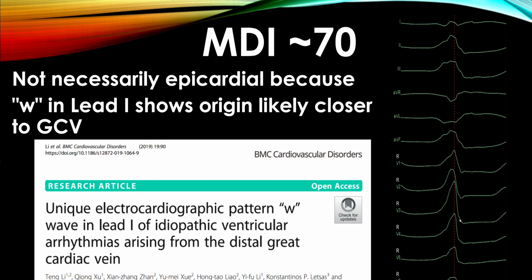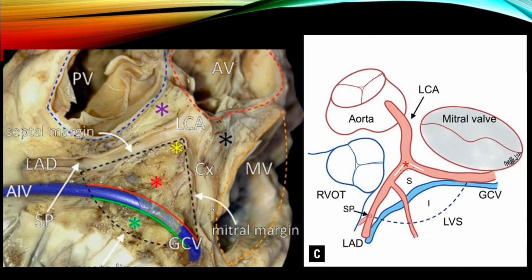More about the QRS is how late the peak of it is, showing a potential epicardial origin. But that was mitigated by this W morphology in lead 1, which shows that it is more likely closer to the great coronary vein. This is an article that goes into much more explicit detail on the research they did surrounding it, but that W pattern, even in the presence of a high MDI, often shows a distal great cardiac vein origin. Here's some anatomy.